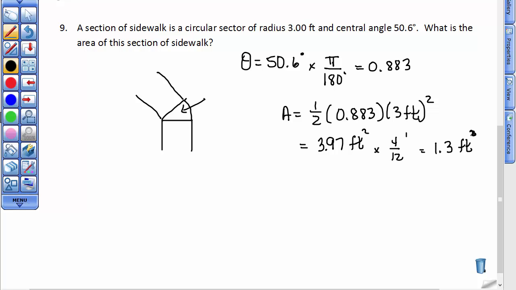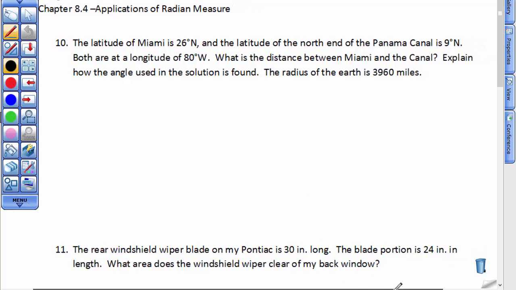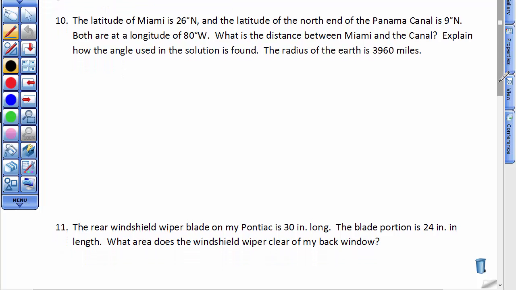Okay, I think we have time to go ahead and do the next one. This one's pretty fun, I think. The latitude of Miami is 26 degrees north. And the latitude of the north end of the Panama Canal is 9 degrees north. Both are on the same lines of longitude.